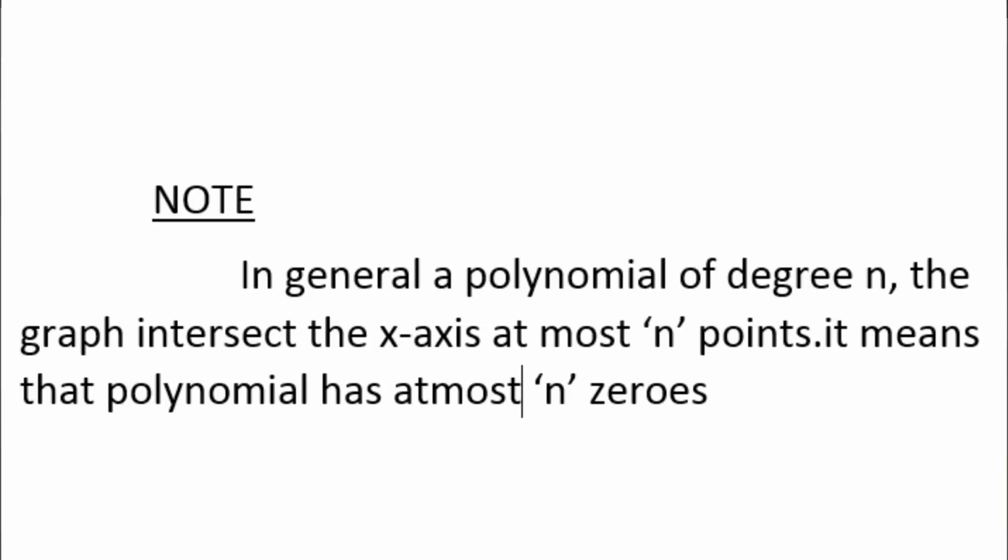Clear? A polynomial has the degree n. The graphical representation of that polynomial intersects the x-axis at most n points. It means the polynomial of degree n has at most n zeros.